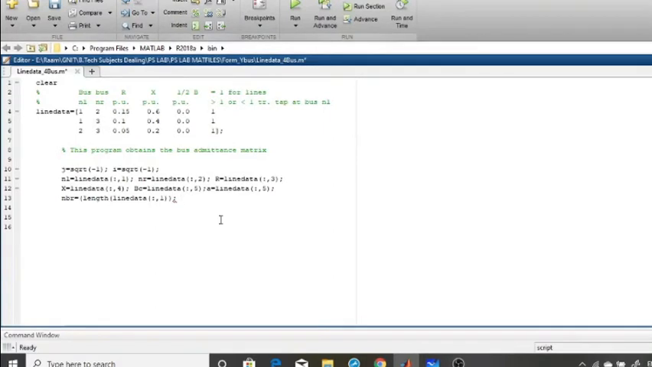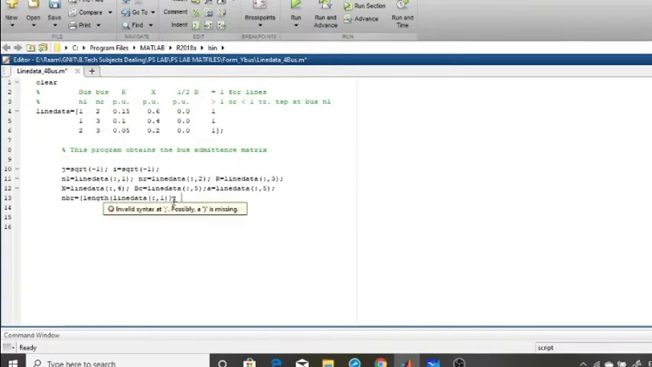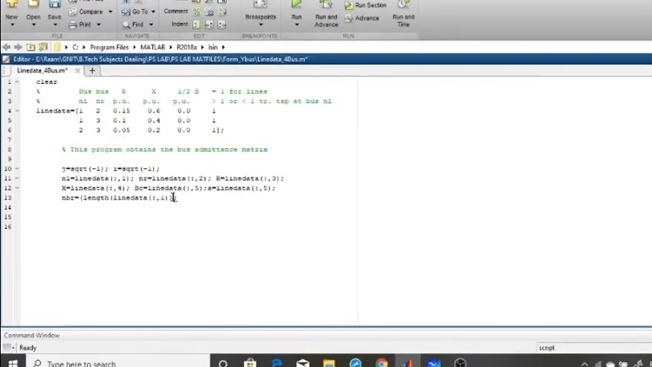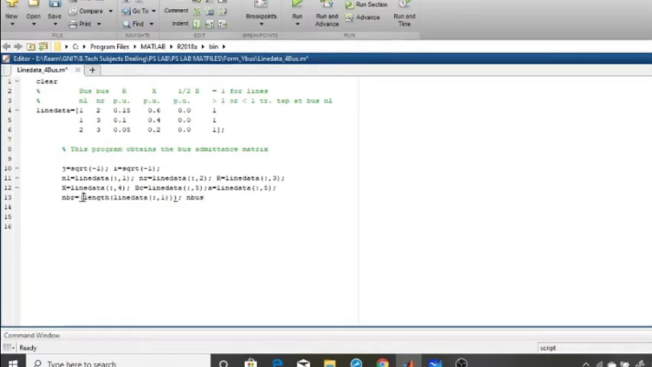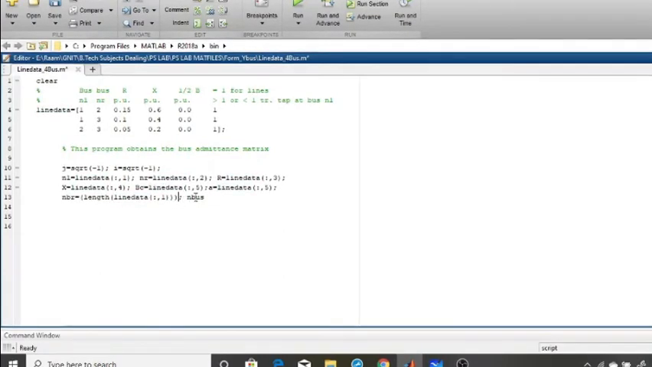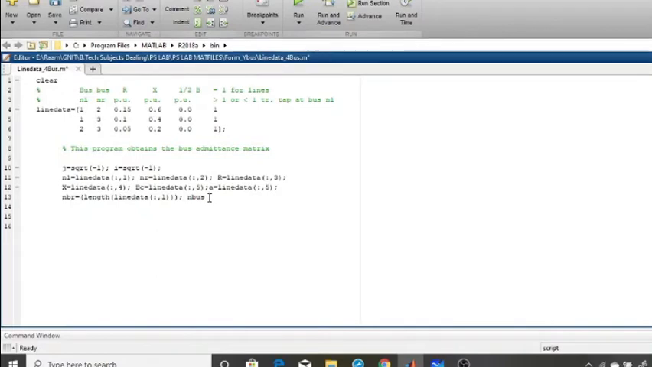So what is the next one? Next we need to calculate the N bus. We have missed another bracket. So calculate N bus. How many brackets do we have here? 1, 2, 3 open brackets, so 3 closed brackets. Okay. It is going to show you an error if you are not giving all the closed brackets.